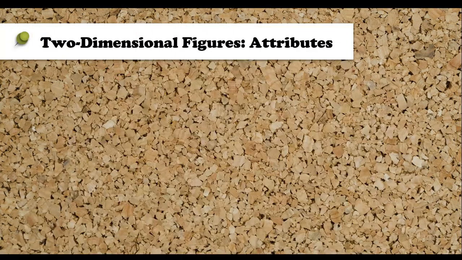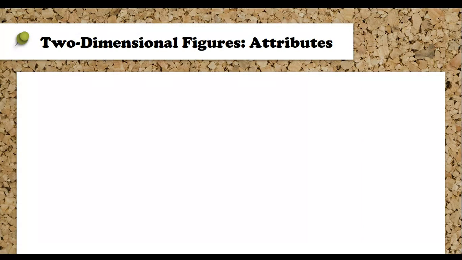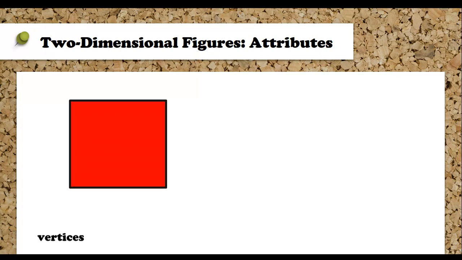Let's take a look. As we are learning about two-dimensional figures, important things that we need to know are attributes. Attributes describe the figure or shape. So we will begin with vertices. When there is only one, you call it a vertex. It is the point where two or more lines meet. I'm going to point out the vertices on this square. You have 1, 2, 3, 4 vertices.